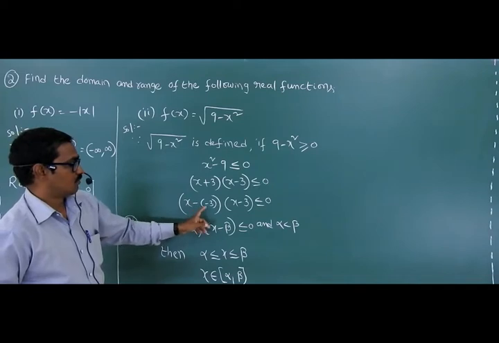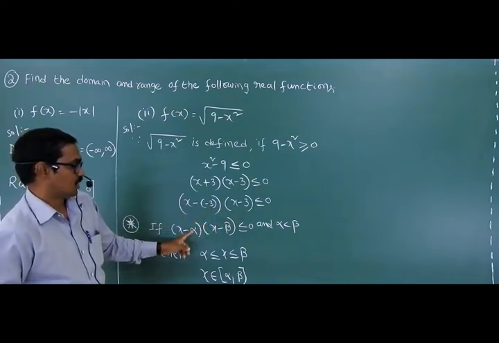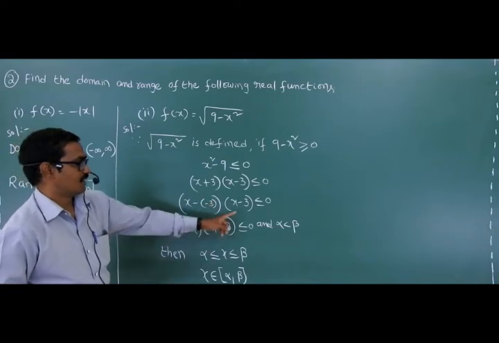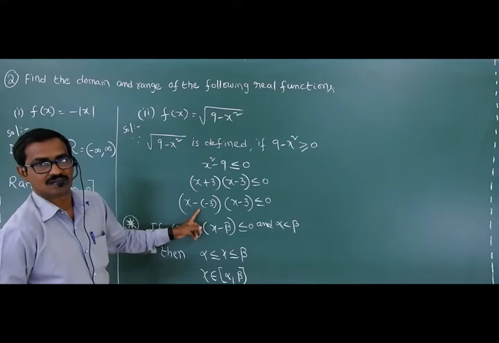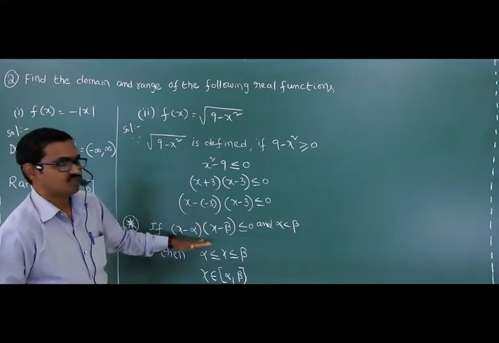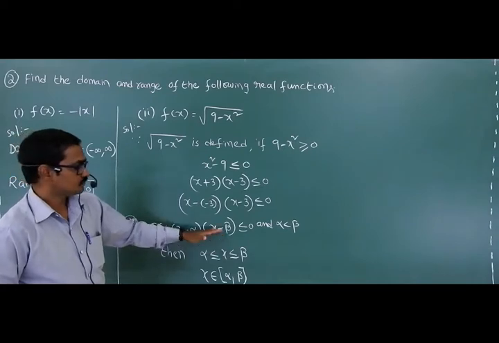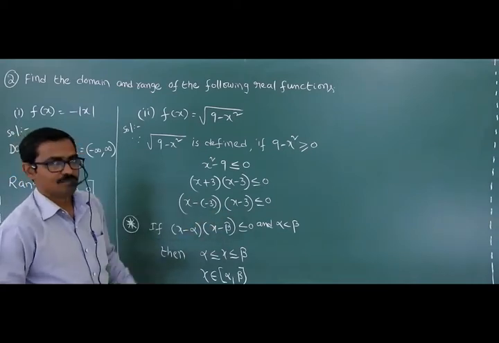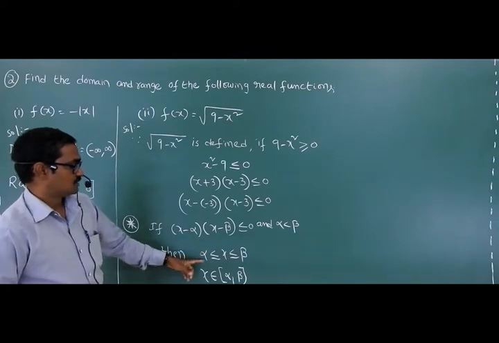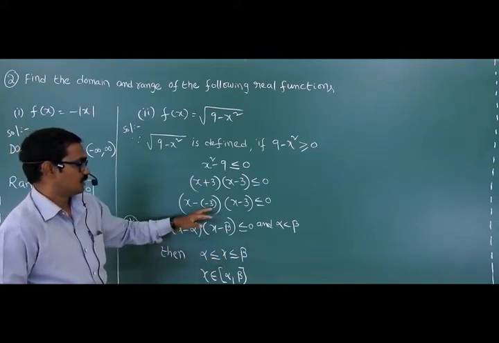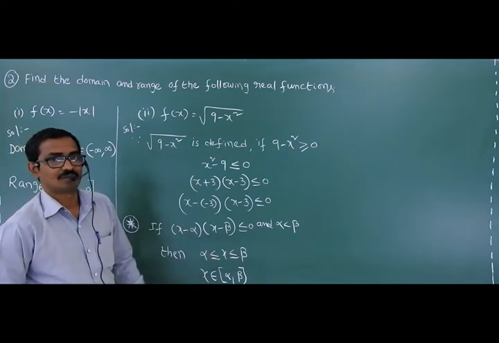Here, x minus of minus 3 into x minus 3. Alpha value is minus 3, beta value is 3. I have written x plus 3 as x minus of minus 3 because to apply this formula, x minus alpha and x minus beta are written. Applying this formula, alpha less than or equal to x less than or equal to beta, that means minus 3 less than or equal to x less than or equal to plus 3.